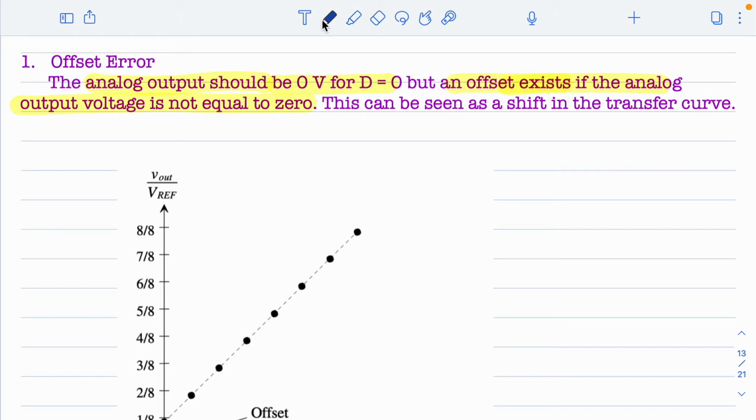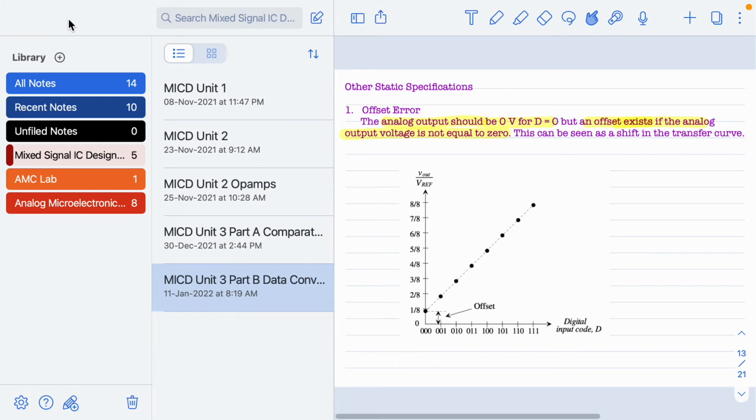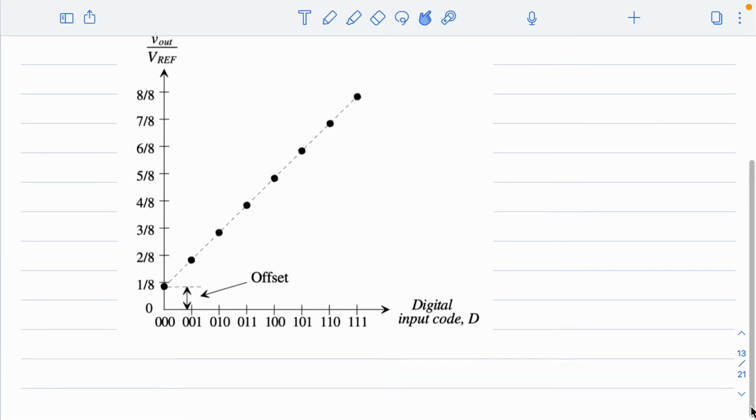That can be due to the different non-idealities present in the different components of the circuit, right? So how will it be reflected in the overall transfer curve? Look at this transfer curve. For the digital input zero, output should be zero, and it should start from here. But because of this offset error, you can see that this much is the offset error. Because of the offset error, the entire DAC transfer curve is actually shifted by that specific offset, right? So this is how the transfer curve of a DAC will look in the presence of offset error, right?